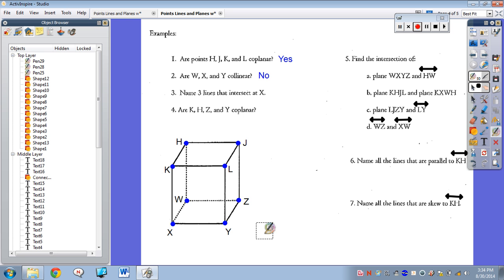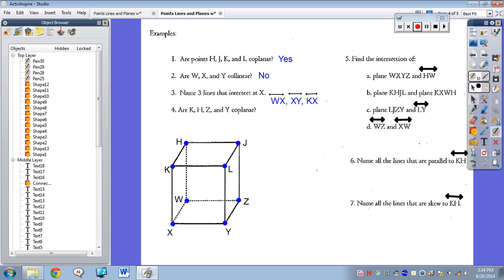Alright, name three lines that intersect at X. So here's X. You need three lines that go through that point X. Well, WX would be one of them. That's a line that goes through X. Another line that goes through X would be KX. And the third line that would go through X would be XY. So those three lines would be three lines that intersect at X.